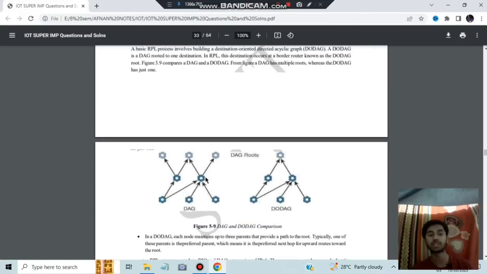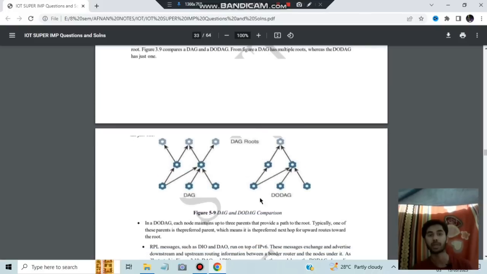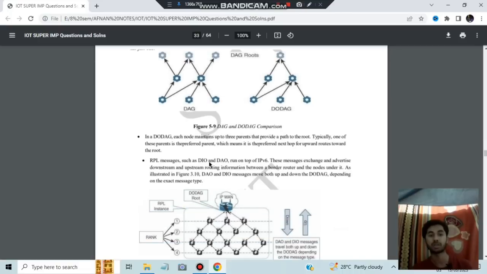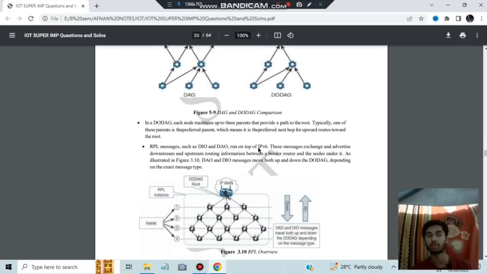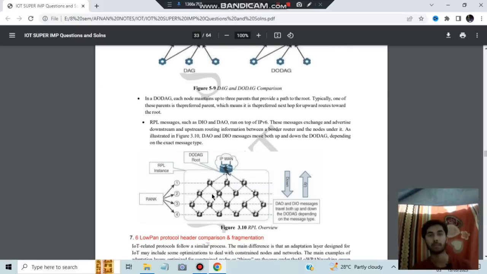It also uses another concept called DODAG. Here there will be multiple children and one single parent node, and the data is transferred to the parent node. RPL messages like DIO and DAO also run on top of IPv6. This is the actual implementation of it. This diagram you also have to draw. So these were the key points.